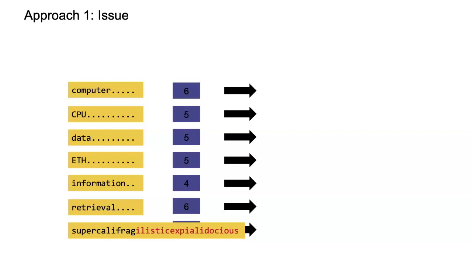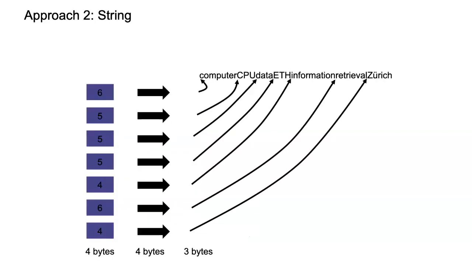Oh, by the way, I forgot to say, it's not only a problem that you have more, it's also a problem that you waste space because, for example, ETH uses 3 bytes and the 17 other bytes are just wasted, right? So this is another problem. Now, first improvement. We are going to put all the terms of the vocabulary as a single enormous string in memory, just concatenated after each other. And we are going to have pointers to the beginning of every one of the terms. So computer, CPU, data, ETH, information, retrieval, Zurich, maybe in alphabetical order.